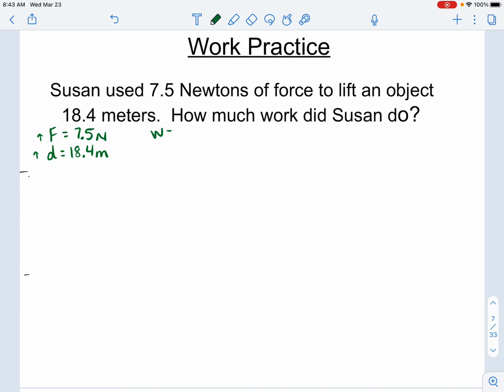How much work did Susan do? So work is what we are looking for. So this question is very simple and straightforward. Work is equal to force times displacement. So we are going to say 7.5 times 18.4. And we get 138. And so we are going to round that for sig figs. 2 sig figs is the least number we were given. So 140 joules.